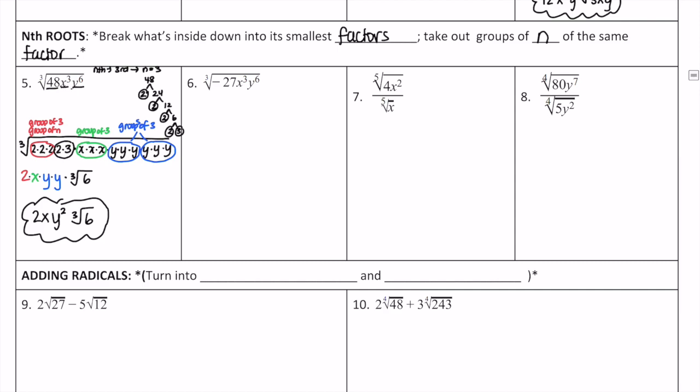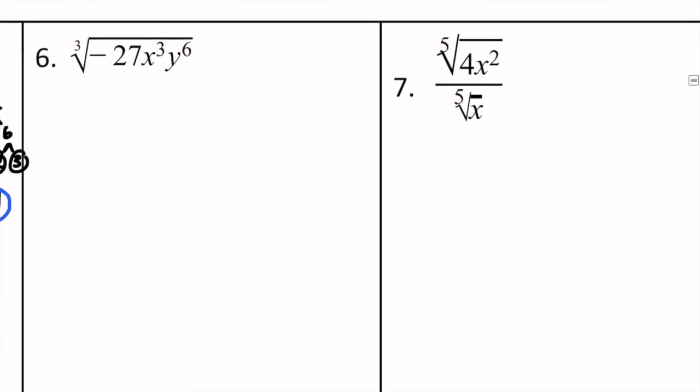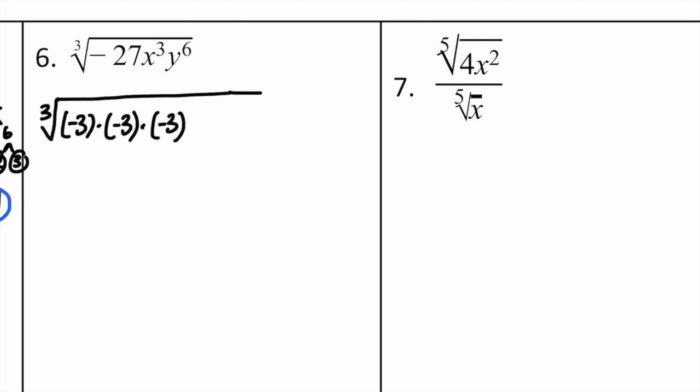For number 6, I want to break this down into its smallest factors. So I'm going to rewrite this cubed root as the cubed root of, I have negative 27, I can break it down into negative 3 times negative 3 times negative 3. X, I have 3 x's there, 1, 2, 3 x's, and 6 y's, 1, 2, 3, 4, 5, 6.